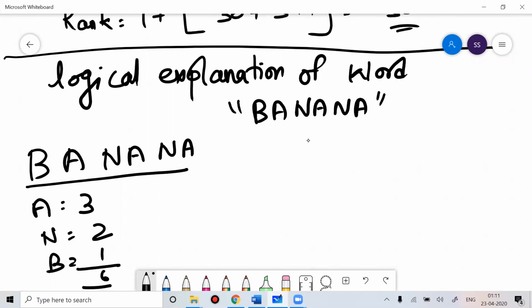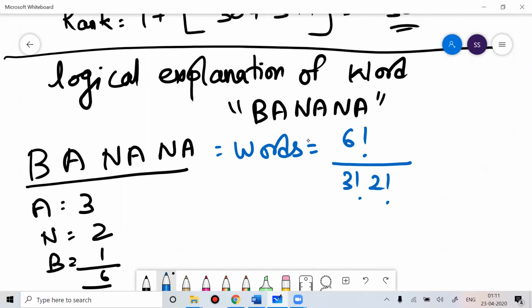They are total 6. So with this, how many words can I make? There are 6 factorial divided by 3 factorial and 2 factorial. So this is 720 by 6 into 2, 12. So 60 words can you make. 60 words you're going to make with this.